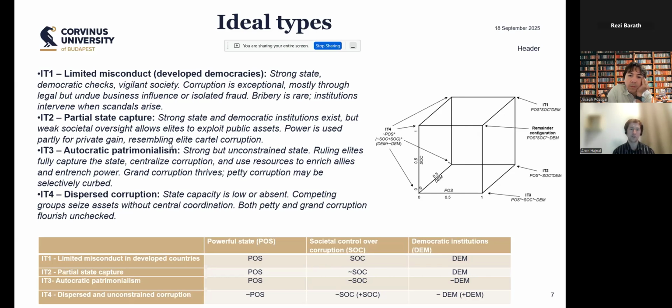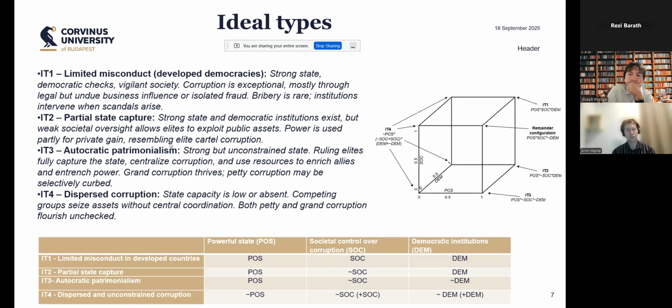And we argue that in such cases, power will at times be used for private gain, and in some policy areas, elites will manage to capture the state, but not in all areas, because democratic institutions are still there to counterbalance the central state power. The third ideal type is autocratic patrimonialism, in which there is a strong central state, but it's not counterbalanced either by a strong society or by democratic institutions. We argue that under such circumstances, the ruling elites will fully capture the state, and they will tend to implement highly centralized corruption networks, which they use to enrich themselves and entrench power.